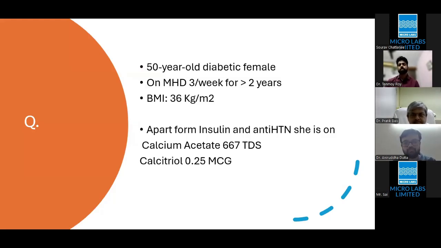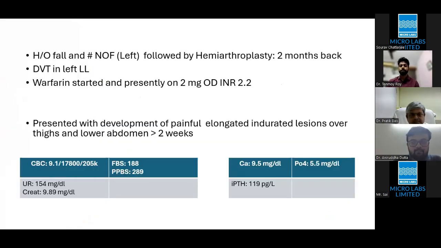A 50-year-old diabetic female on maintenance hemodialysis thrice per week for more than 2 years. BMI is 36 kg per meter square. Apart from insulin and antihypertensives, she is on calcium acetate 7 mg TDS and calcitriol 0.25 microgram. History of fall and fracture neck of femur left, followed by hemiarthroplasty 2 months back. DVT in left lower leg, warfarin started and presently on 2 mg OD, INR is 2.2. She presented with development of painful elongated indurated lesions over thighs and lower abdomen for more than 2 weeks.